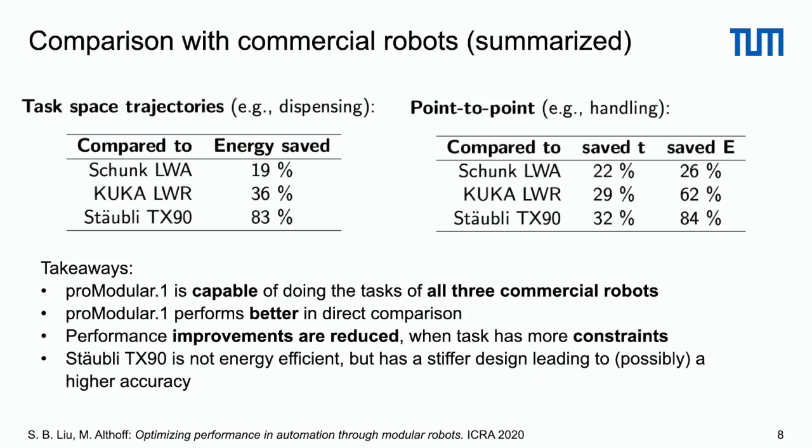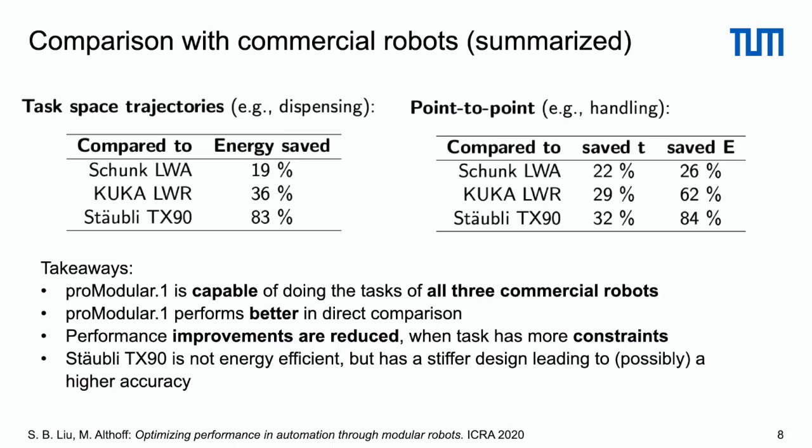Here we show a summary of the savings in percent. More detailed numbers are in the paper. The main takeaways of this comparison study are that our Modular 1 robot is capable of doing the tasks of all 3 commercial robots. Also, the Modular 1 performs better in direct comparison.